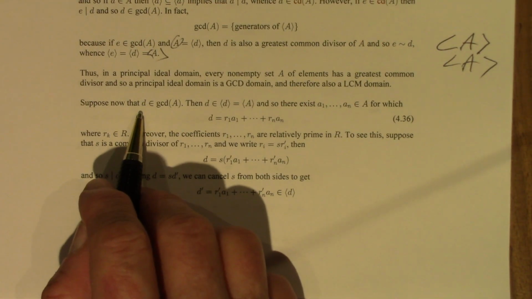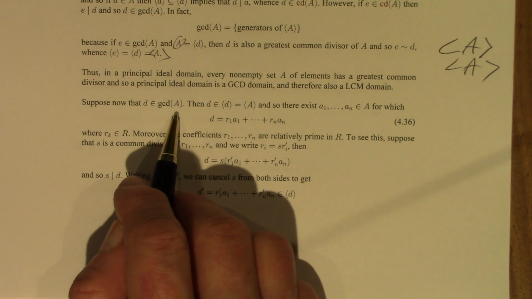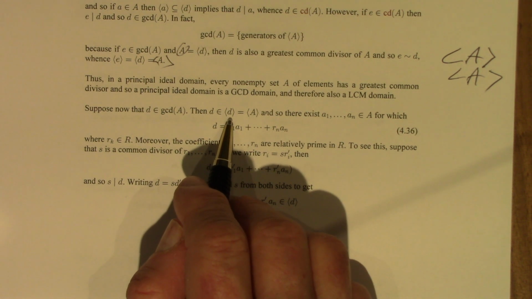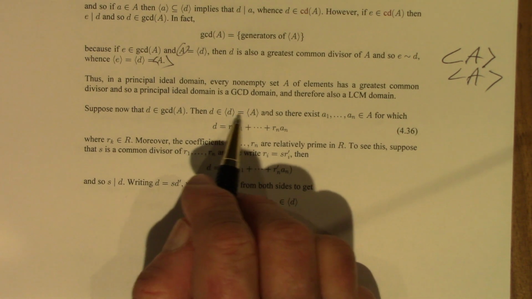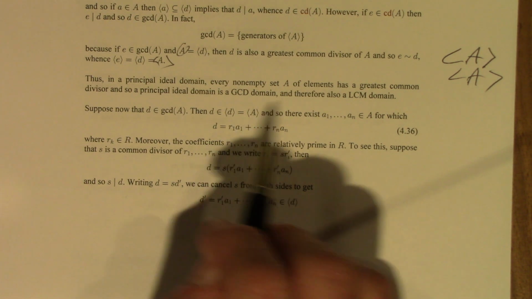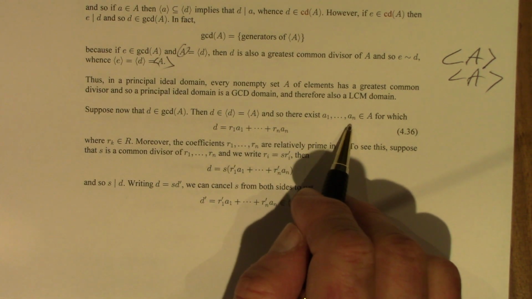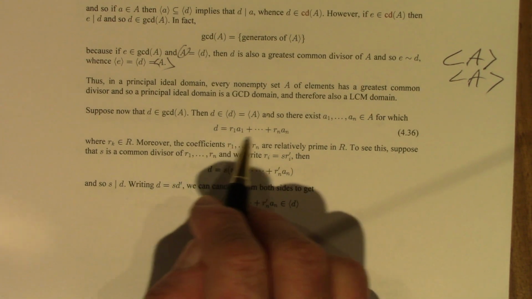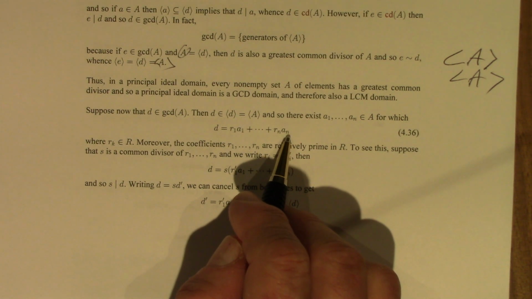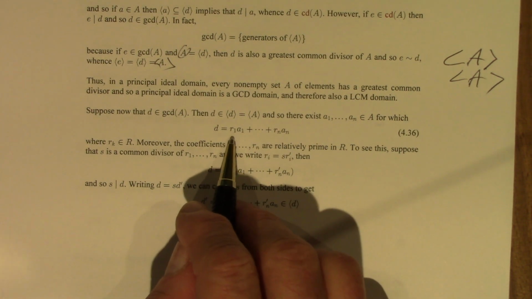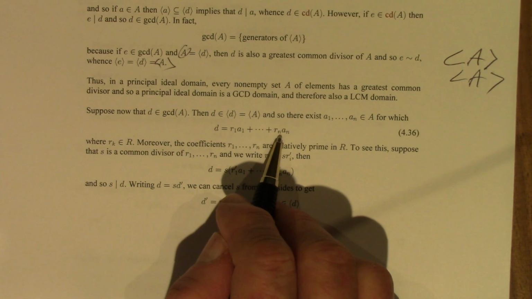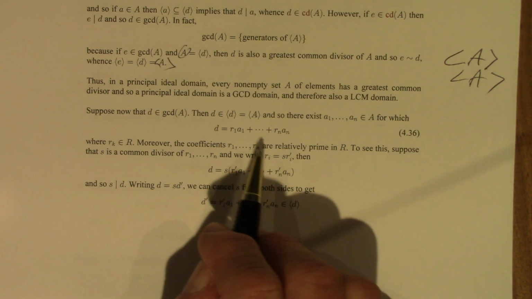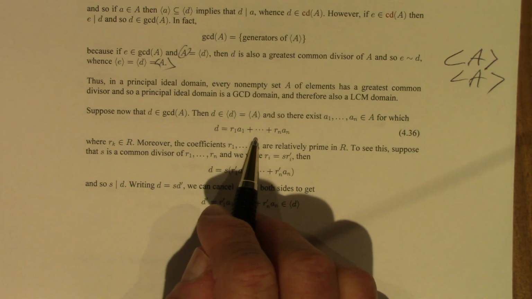Suppose now that D is a greatest common divisor of A. Then D is certainly in the ideal generated by itself, and that's the ideal generated by A, so there exist elements A1 through An in the set A, for which D is a linear combination of those elements. The R's, R1 through Rn, are elements of the principal ideal domain, but they are actually relatively prime. Not pairwise, but just relatively prime.